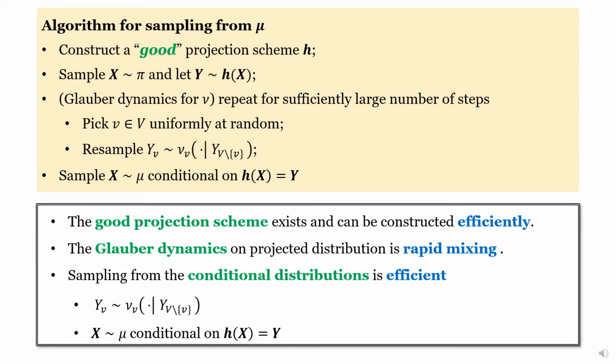To make the algorithm efficient, the following conditions are necessary. Firstly, a good projection scheme exists and can be constructed efficiently. Secondly, the global dynamics on the projected distribution is rapid mixing. Thirdly, sampling from the conditional distributions is efficient, including sampling y_v given y_{V\v}, and sampling x given h(x) equal to y.